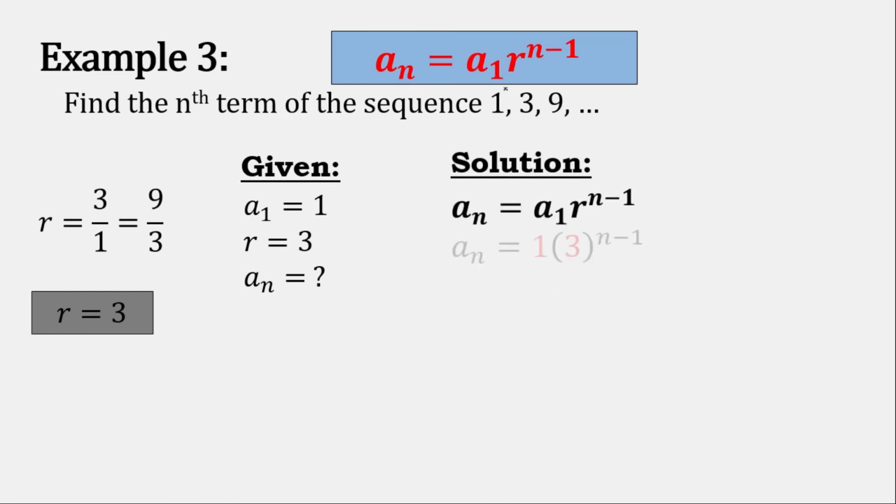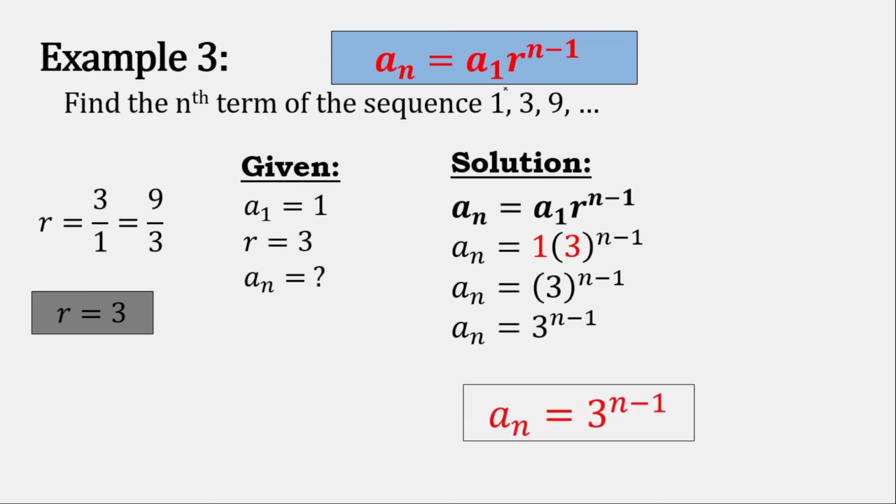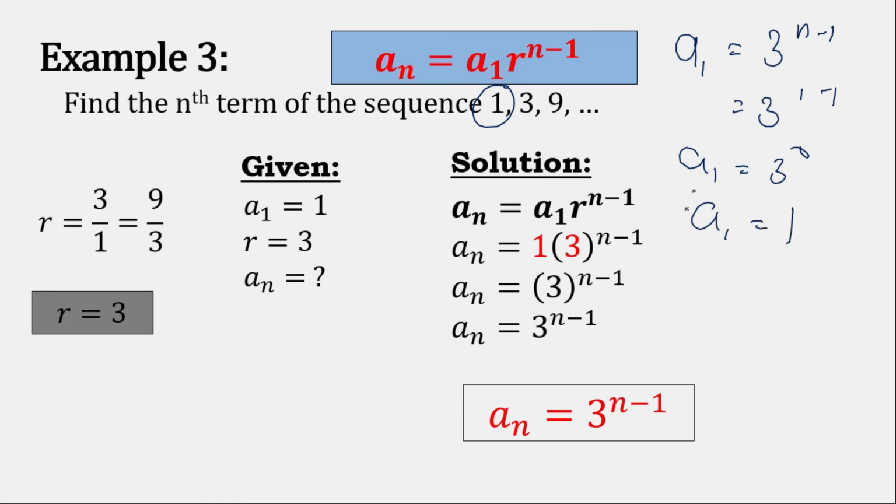All we have to do is to substitute all the values that we have and simplify it, and we get this as our answer. To check it, let's try to solve for a sub 1 to see if we're going to get 1. So a sub 1 is equal to 3 raised to n minus 1, that is 3 raised to 1 minus 1, that is 3 raised to 0. Any number raised to 0 is equal to 1. So this is correct for the first term.